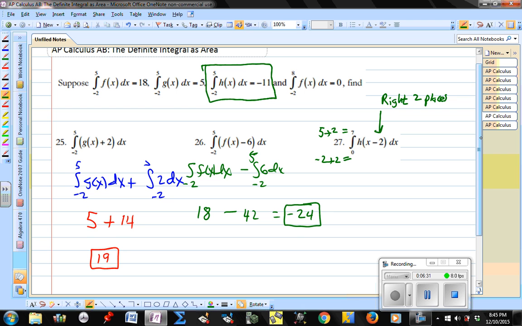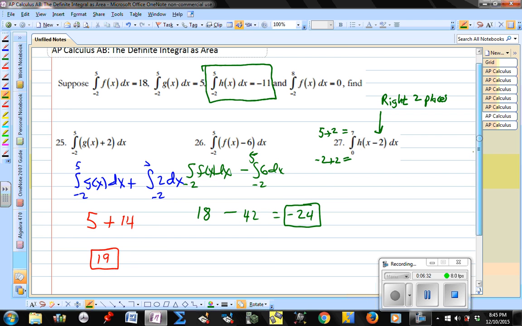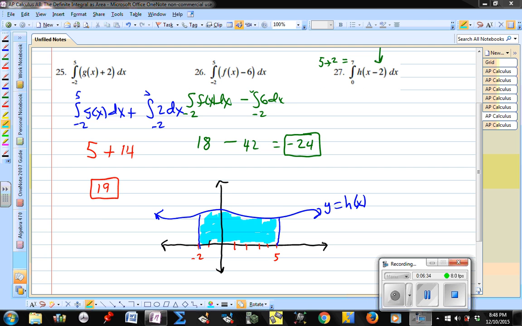So let me try to illustrate what's going on here. Let's take a look at the graph of some arbitrary function h. And let's look at the integral of h from negative 2 to 5 graphically, which is to say, let's look at the area between the curve h and the x-axis. Well, let's just imagine for a minute if we took this exact same region and shifted everything 2 places to the right.